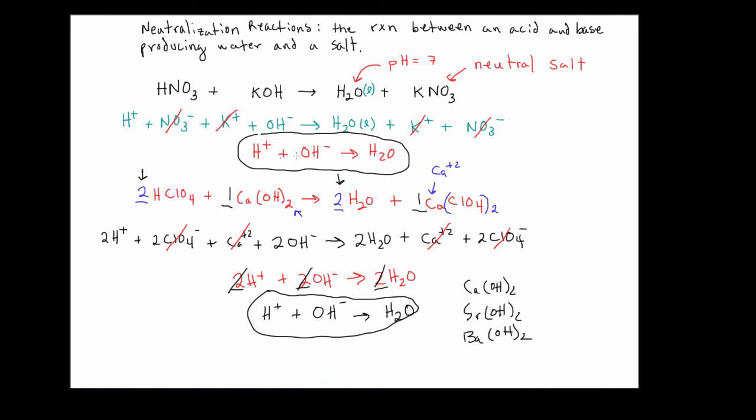In every case, the net ionic equation is the formation of water. The key thing to remember is that the pH of the final solution is going to be 7. And with that, I'm going to go ahead and close this video.